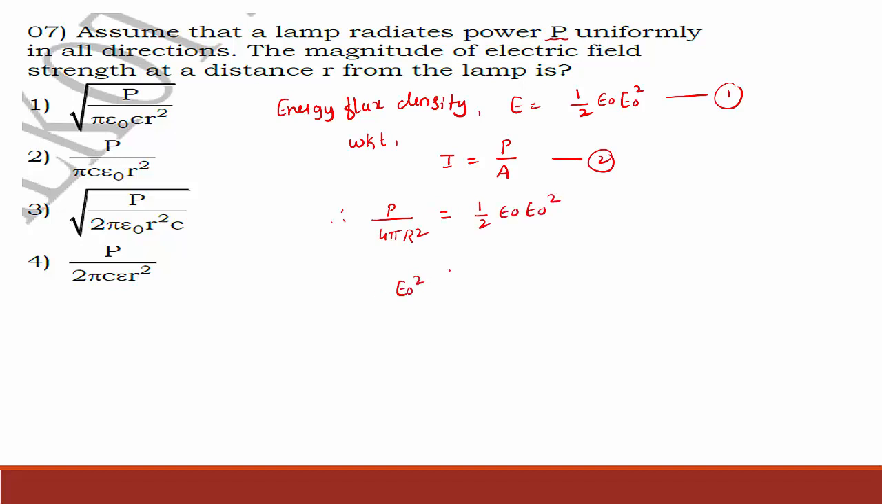Or we can write electric field strength E naught square is equal to 2 into P divided by 4 pi R square epsilon naught. Here 2 ones are 2, 2 twos are 4. So we will get the final equation E naught equal to root of P divided by 2 pi R square epsilon naught. This is electric field strength at a distance R from the lamp. That means option 3 is right.